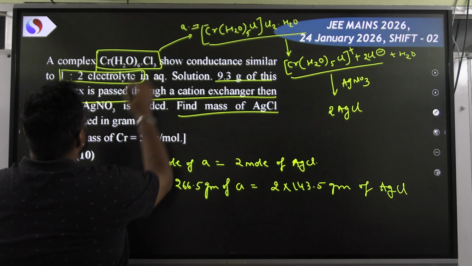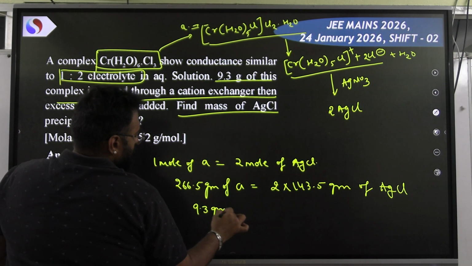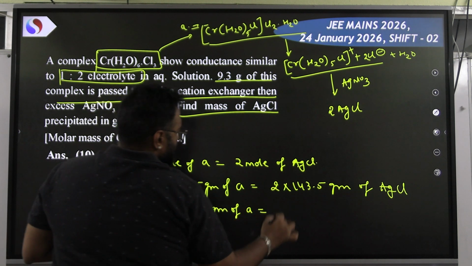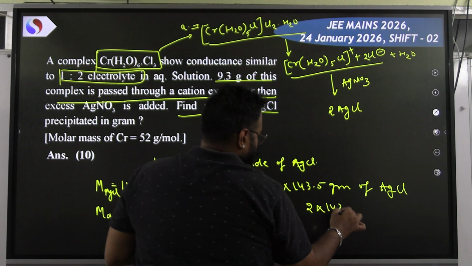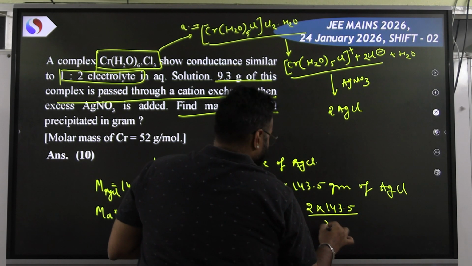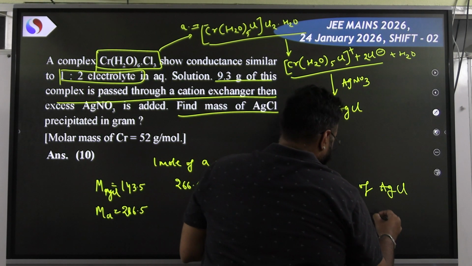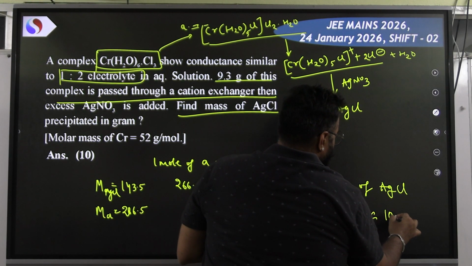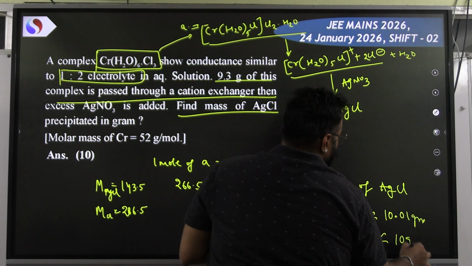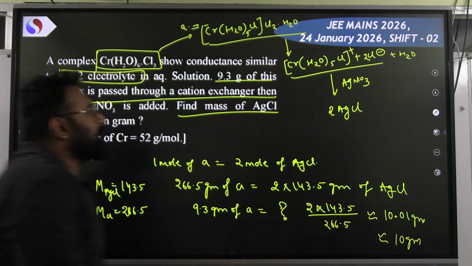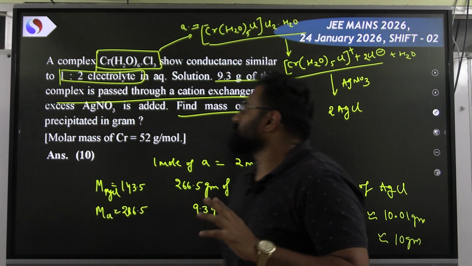So what is given in the question? 9.3 gram of A is equal to how much? So what you will do? Cross multiplication, divide by 266.5. So the answer will be nearly 10.01 gram, matlab nearly 10 gram of AgCl. Simple question based on complex compounds.